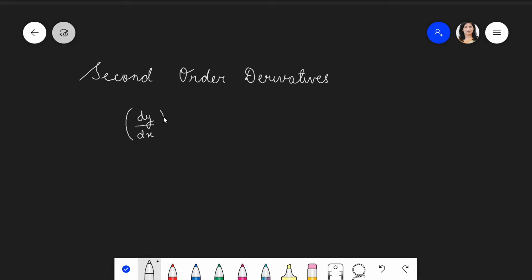So if we want to differentiate this derivative with respect to x, then this expression can be written as this. You can read it as d2y by dx square or even d square y by dx square. This can also be represented as y double dash. We can also represent it as y2, 2 is the subscript. So there are a number of ways of representing the second order derivative. Let's take one small example and understand.